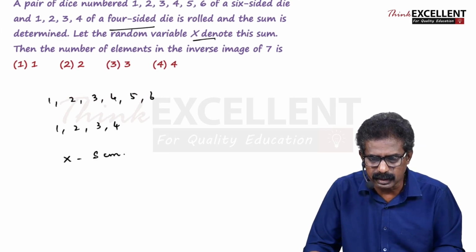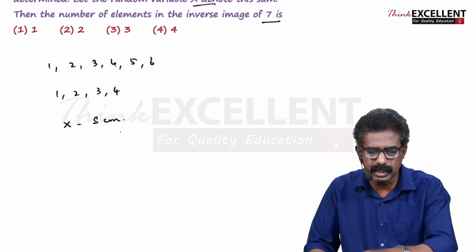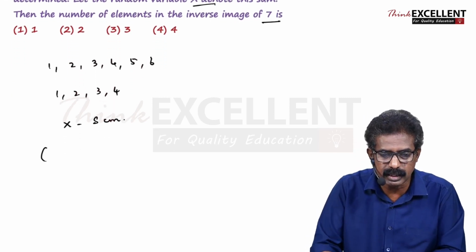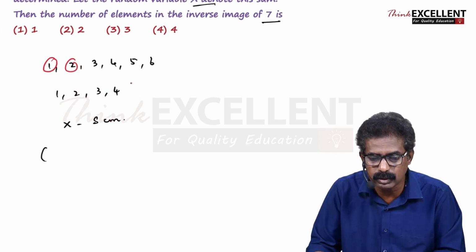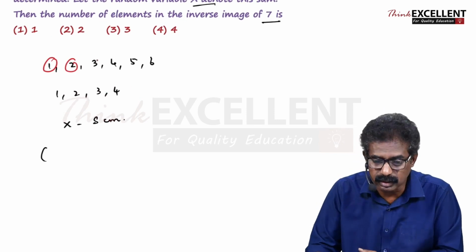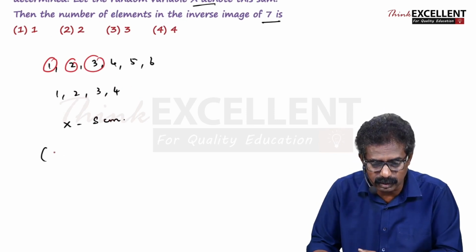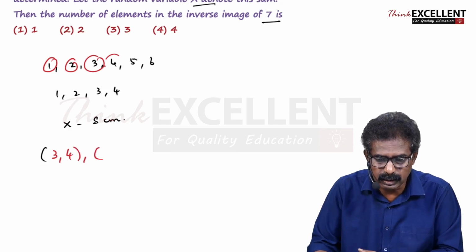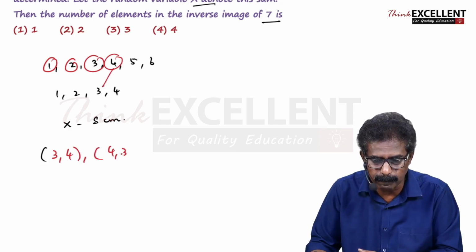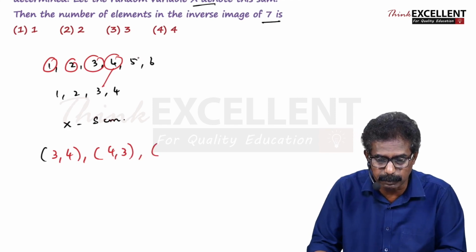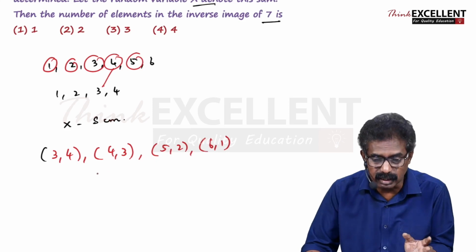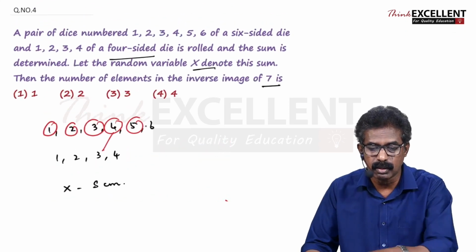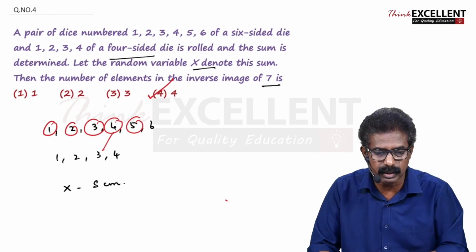Then the number of elements in the inverse image of 7. What are the possible cases to get 7? Suppose the first is 1, you need 6, but 6 is not there. Suppose 2, you have to get 5, but 5 is not there. 3, 4, that is one possibility. 4, 3, sum is 7. Suppose it is 5, 2, that is a possible case. 6, 1. So the chance of getting 7, these are the 4 cases. They asked for the number of elements, 4 elements, so the 4th option is your answer.